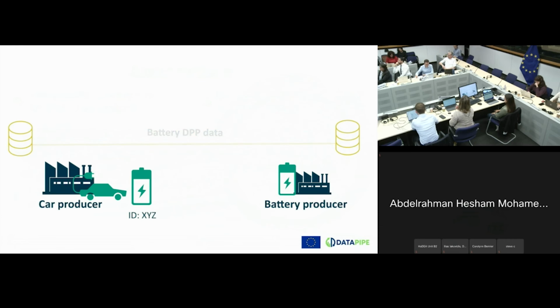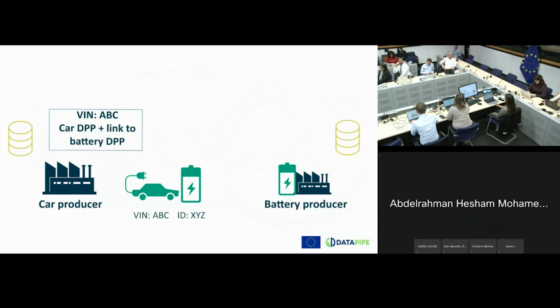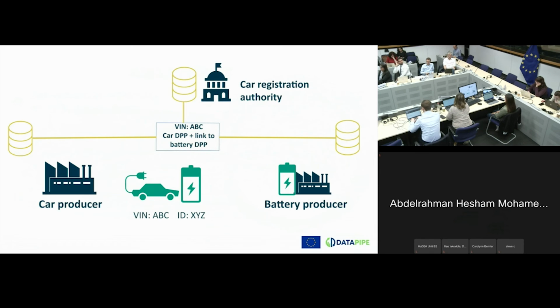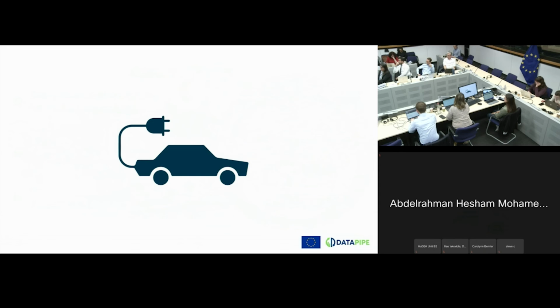The car manufacturer produces a new car identified by a specific VIN number using that battery. In our scenario, the car producer decides to create a car DPP that contains the link to the battery DPP. We now have two product passports that are linked together. When the car producer places the car on the market, he registers the car with the authorities by providing the car's VIN number and the web link to the car's DPP. The car is sold. The owner of the car uses it.